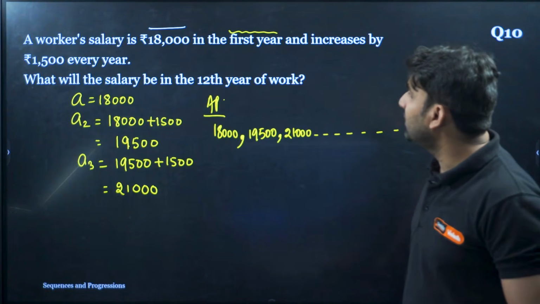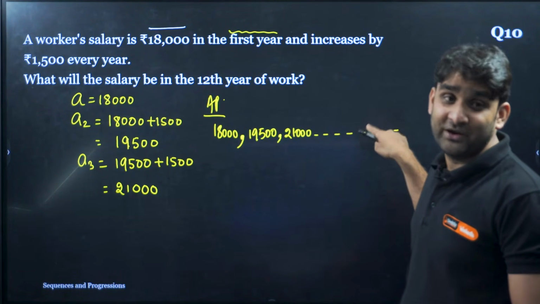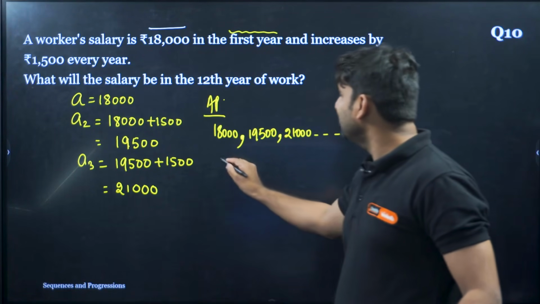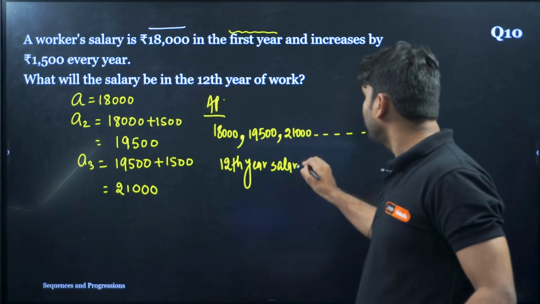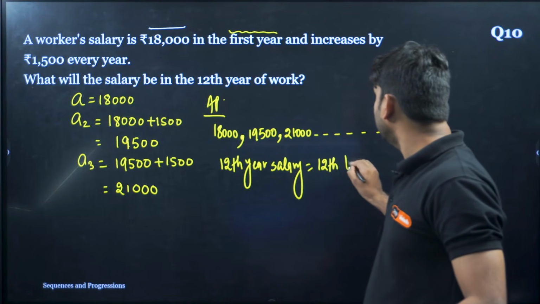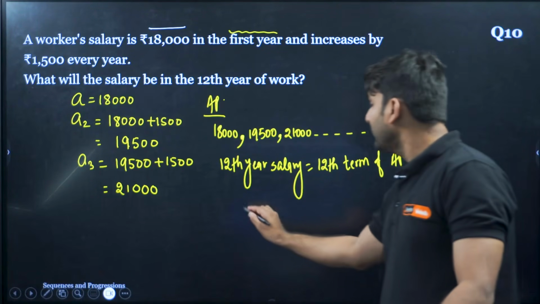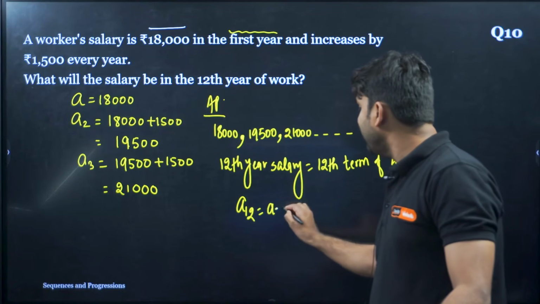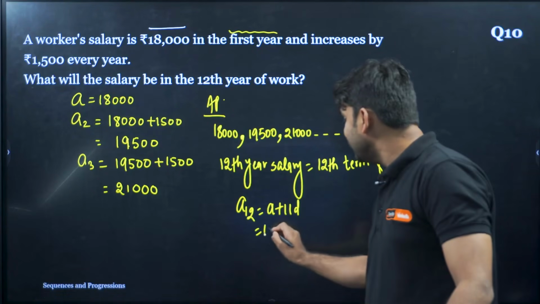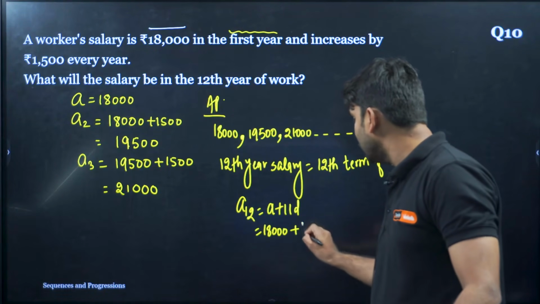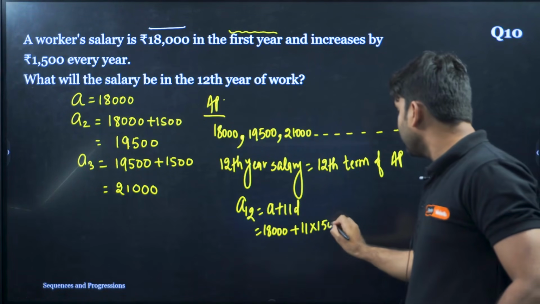What will be the salary in the 12th year? First year, second year, third year, fourth year, fifth year, sixth year. So basically we want to find out the 12th term. 12th year salary means what, guys? The 12th term of the AP. And the 12th term of the AP will be A12. The formula will be a plus 11d. A is 18,000 because 18,000 was the first year salary. 11 into d, it increases 1,500 every year.